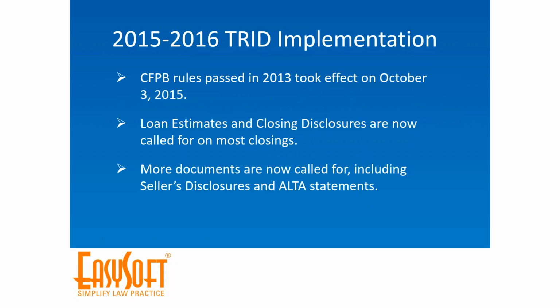The major changes from the CFPB are now the norm for real estate closings, moving us away from the 3-page RESPA-compliant HUD format to a 5-page closing disclosure and a 3-page loan estimate. In addition to the loan estimates that the lender provides, and the closing disclosure that can be provided by either the attorney or the lender, attorneys are being called on more and more to provide an ALTA statement as well as a seller's disclosure.